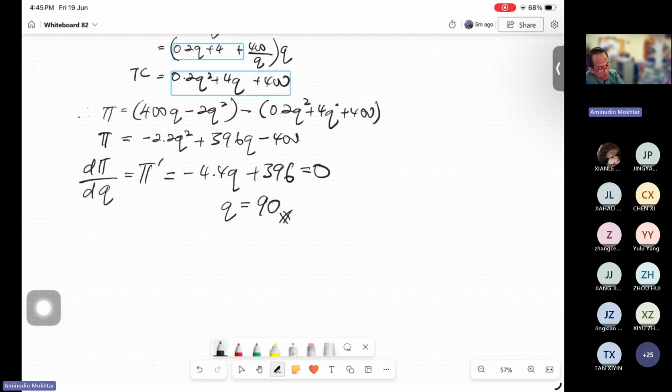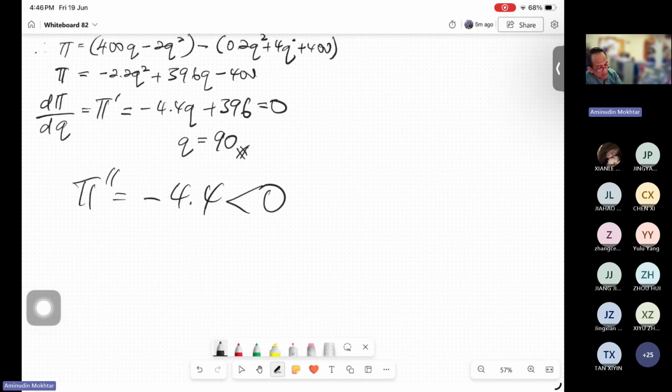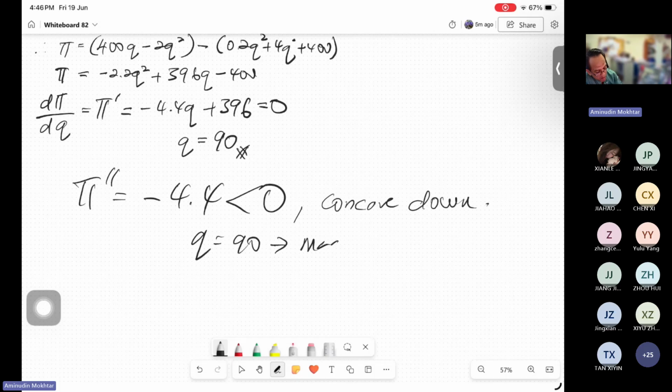This is a maximum point. How to find the maximum point? We just take the second derivative, the second dy dx of pi, that is equal to negative 4.4. So this is negative. Since the second derivative is negative, the graph is concave down. So the critical point q equal 90 is the maximum point, the quantity that maximizes the total profit, since this equation belongs to the profit function.